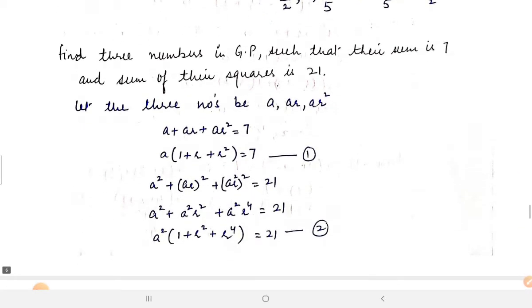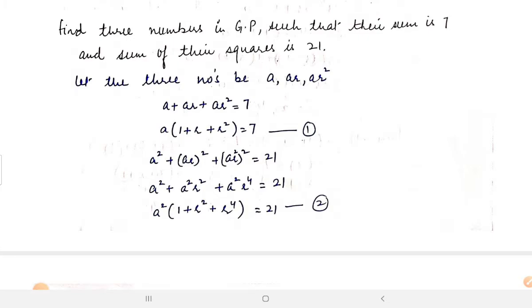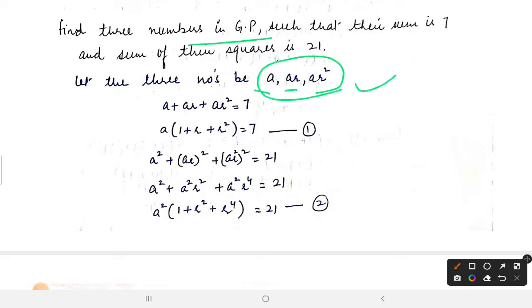Next, find three numbers in GP such that their sum is 7 and sum of their squares is 21. Students, here the three numbers are in GP but the product is not given to us. So we have taken the numbers as a, ar, ar square. Clear? When the product is given to us, then we will prefer to take the numbers as a upon r, a and ar. Here the product is not given to us. Here we have given the sum.